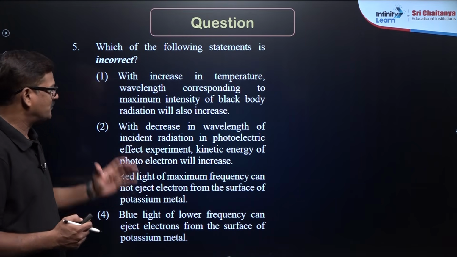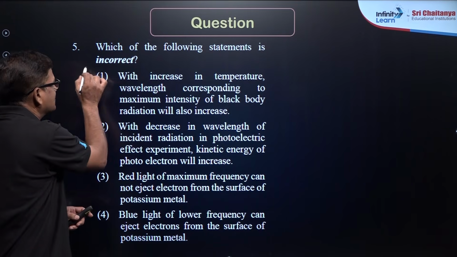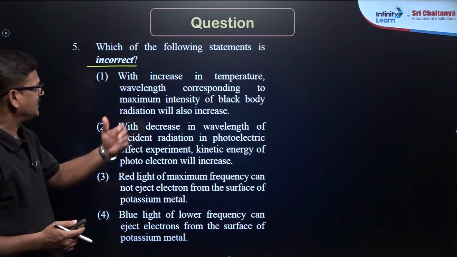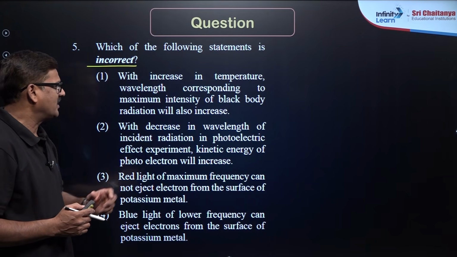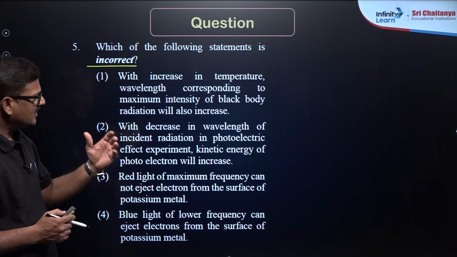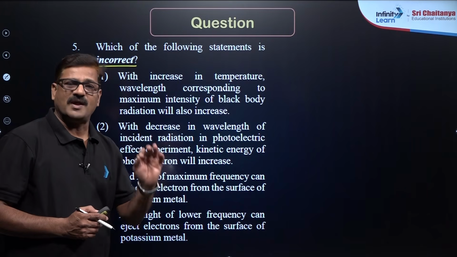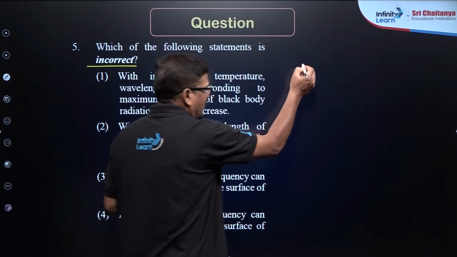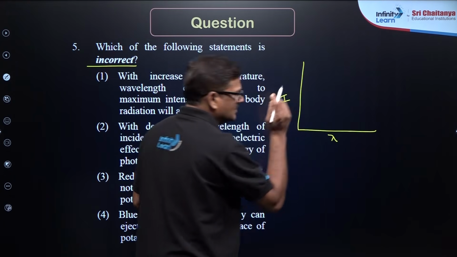Students, this is a question from the quantum theory of light. Which of the following statements is incorrect? With an increase in temperature, the wavelength corresponding to maximum intensity of black body radiation will also increase. So, intensity and wavelength. When you say Max Planck's quantum theory, a graph is drawn between intensity and wavelength.